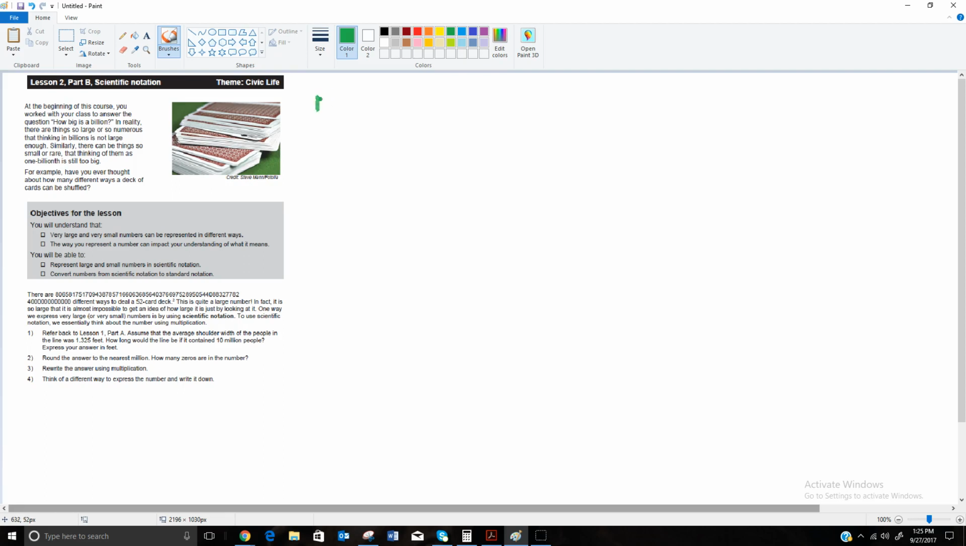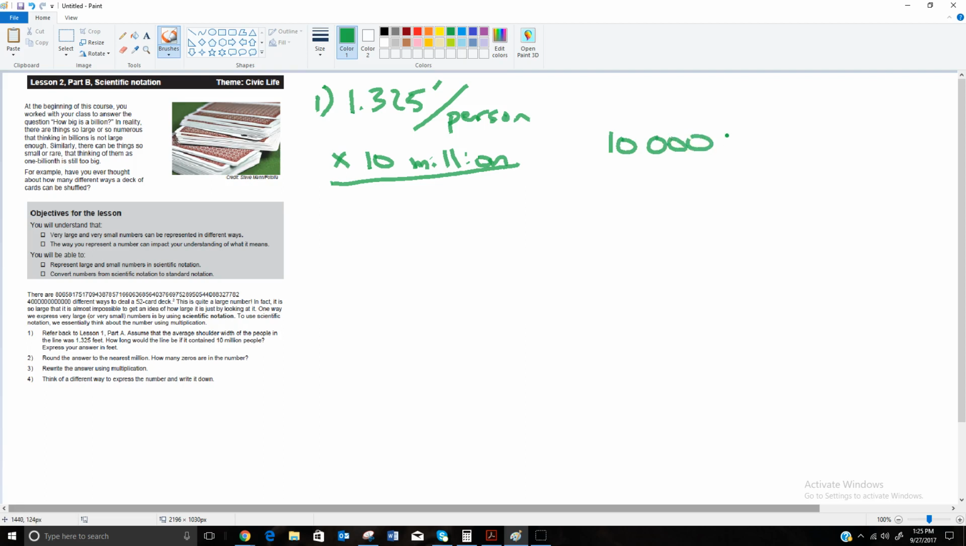So if we have 1.325 feet per person, and we wanted to have 10 million people in the line, then we're going to take this number times 10 million. Now, what is 10 million? 10 million would be 10 with 6 zeros. So a total of 7 zeros because you have a 0 with the 10. So this is 10 million.